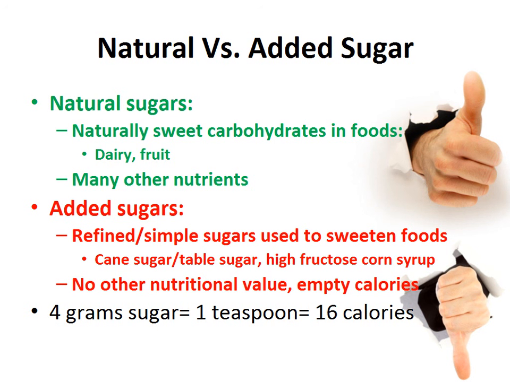Now, added sugars are sugars that are not naturally found in the foods but are added during manufacturing or processing or at the kitchen table to increase sweetness. So added sugars generally give you extra carbohydrates and calories with no other nutritional value. So those are the types that you want to avoid. And generally, 4 grams of sugar is about equivalent to 1 teaspoon, which would give you about 16 calories.